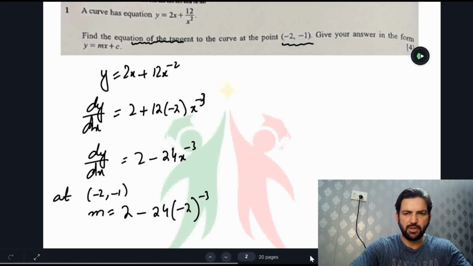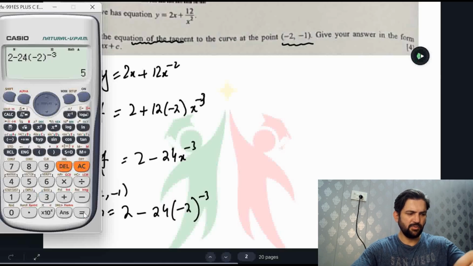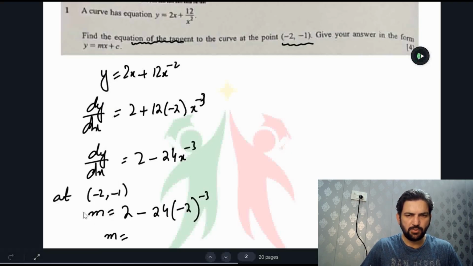If we use the calculator, we will get 2 minus 24 into minus 2 whole cube whole power minus 3. So the answer will be equal to 5. So gradient will be equal to 5.